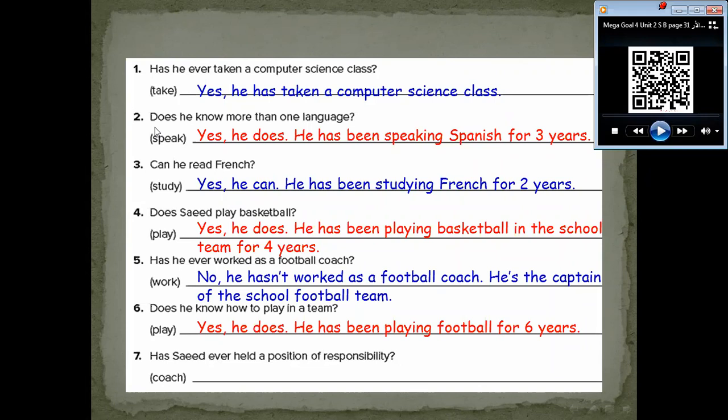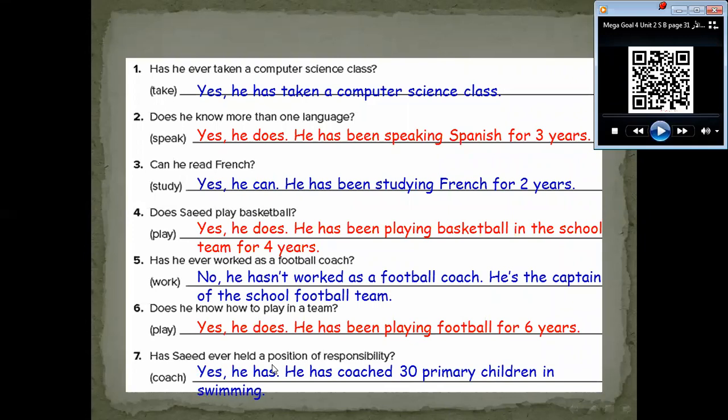اتفضل يا عبد الرحمن. Number 7, the last question. Has Said ever held a position of responsibility? Yes, he has. He has coached 30 primary children in swimming. Excellent. ممتاز، برافو عليك يا عبد الرحمن. يبقى yes he has coached 30 primary children in swimming. Okay, my dear students, these are some questions related to the application form for Said.